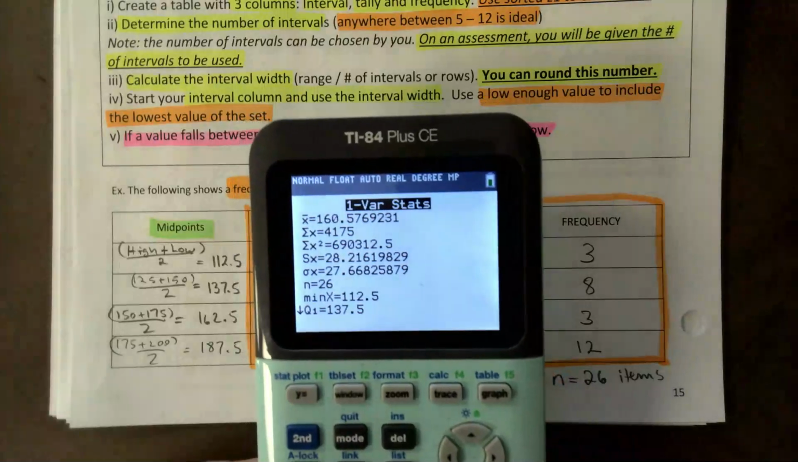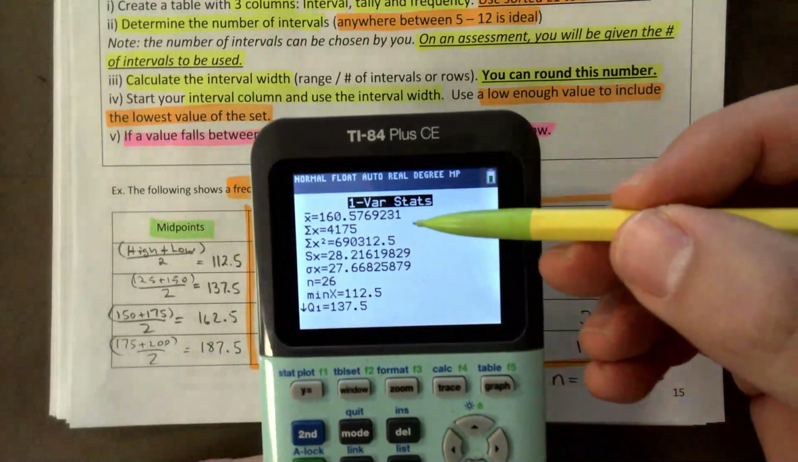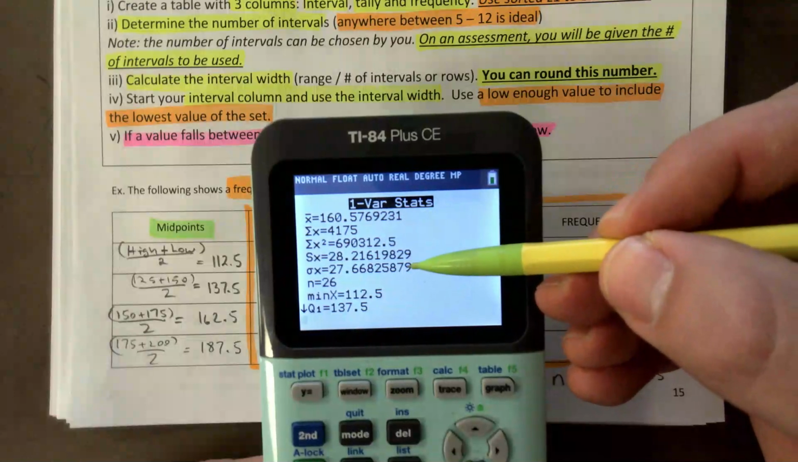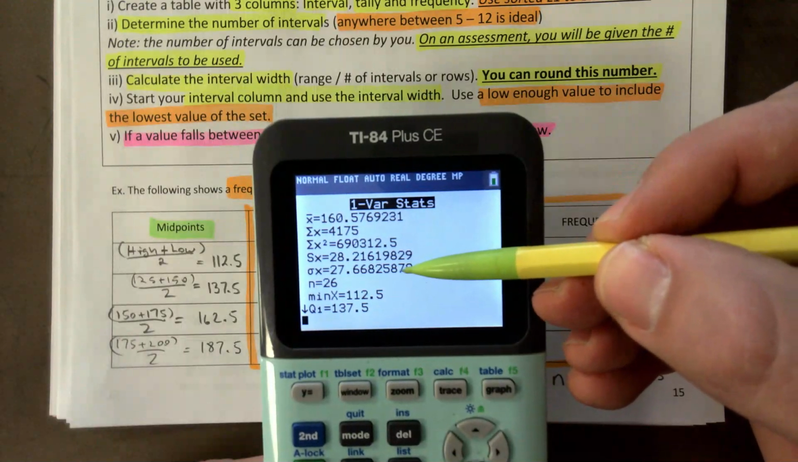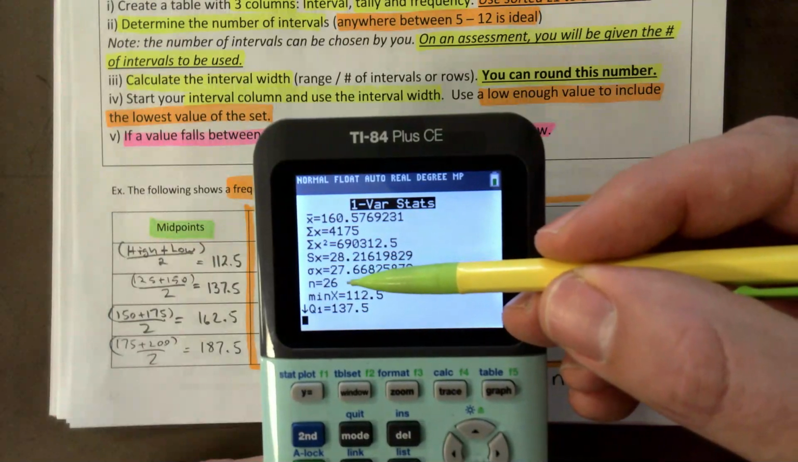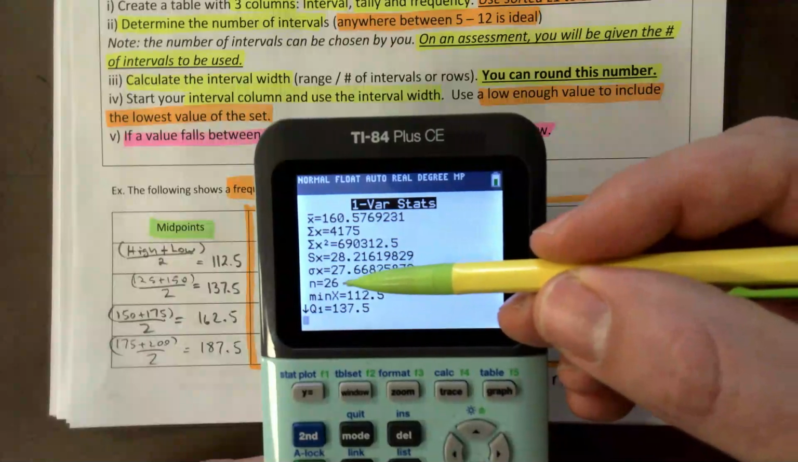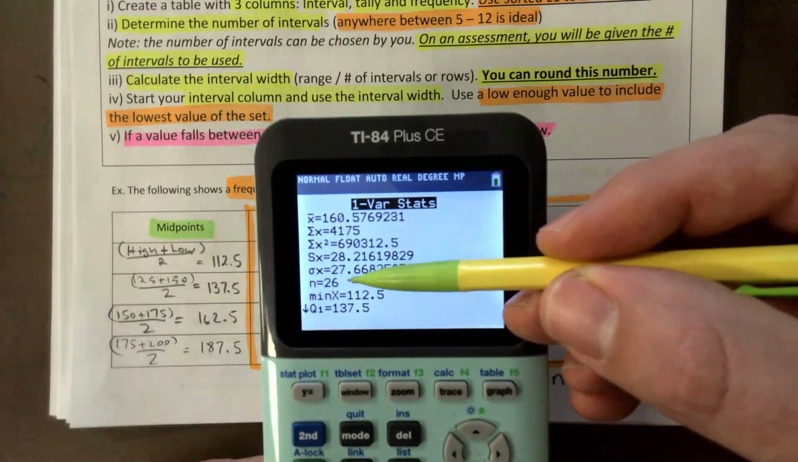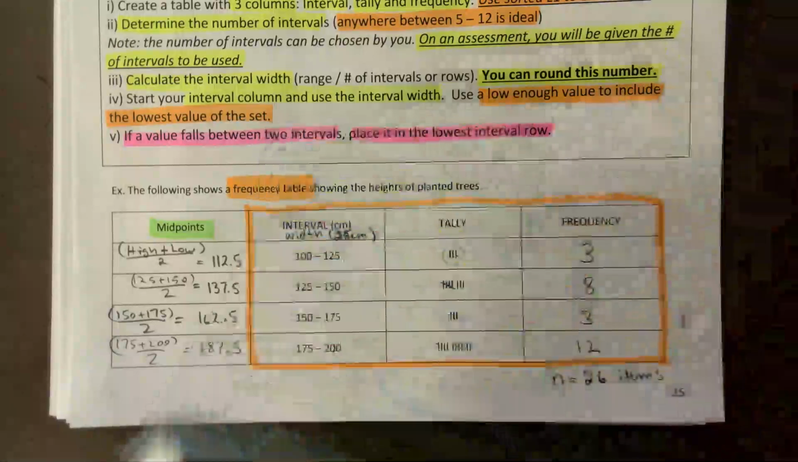And there's your average, right? The mean right there, and the standard deviation right there. And how many values are we considering? Look up here. You don't want to forget this. 26, right? You know you're doing things right if you see the 26 there.